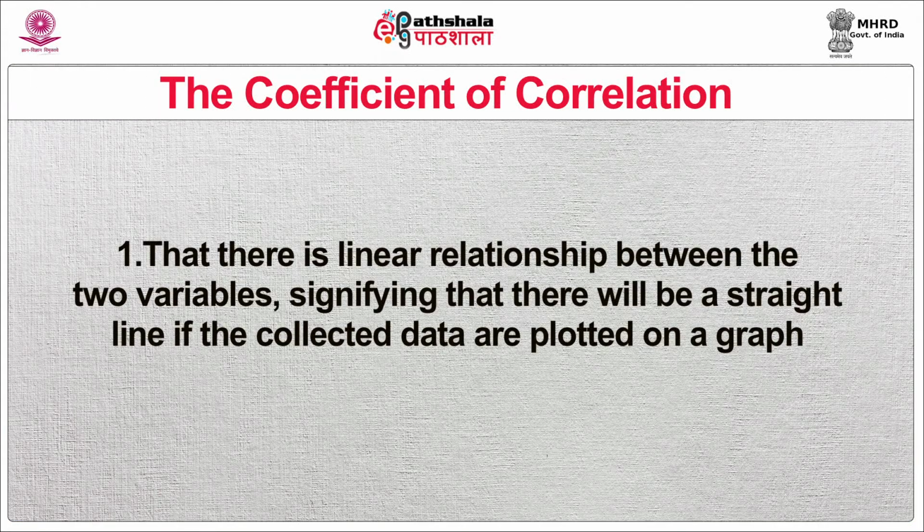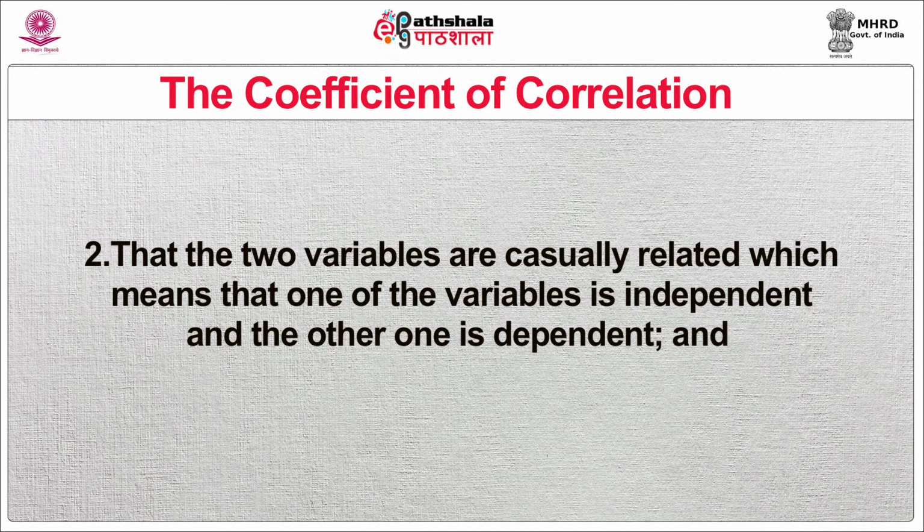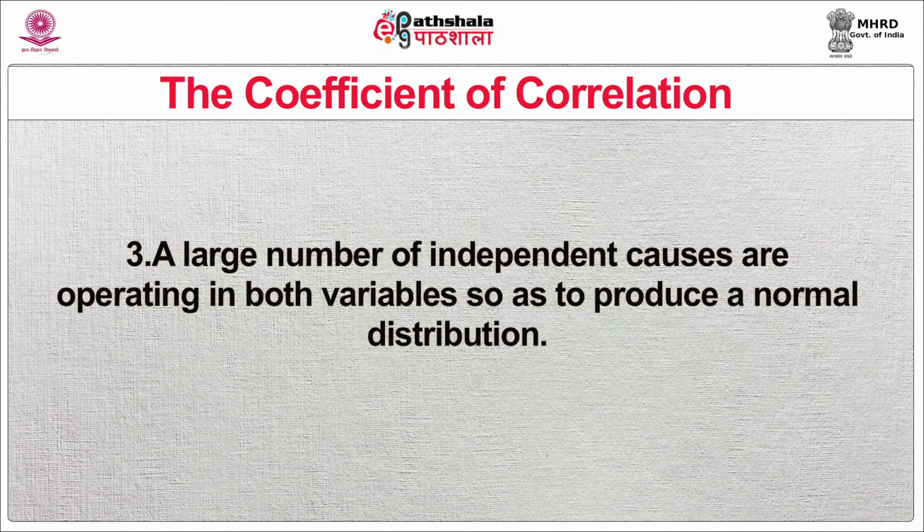Firstly, it assumes that there is a linear relationship between the two variables, signifying that there will be a straight line if the collected data are plotted on a graph. Secondly, that the two variables are causally related, which means that one of the variables is independent and the other one is dependent. Thirdly, a large number of independent causes are operating in both variables so as to produce a normal distribution. According to Karl Pearson, correlation can be calculated as below.